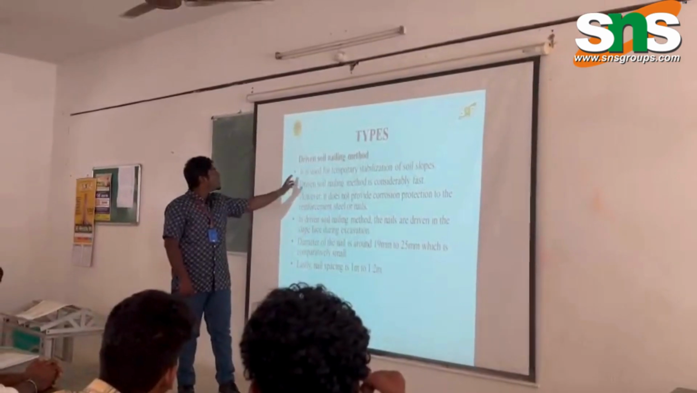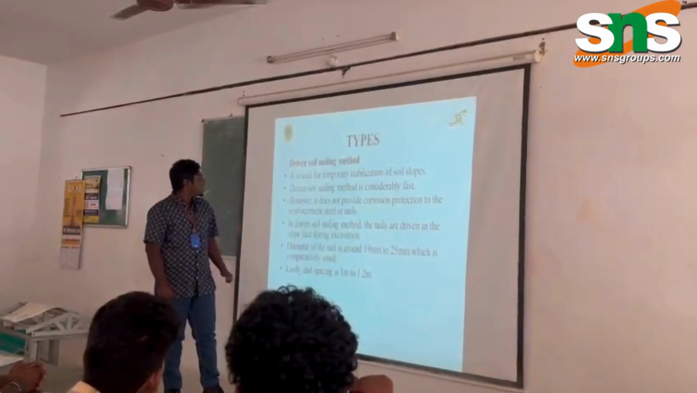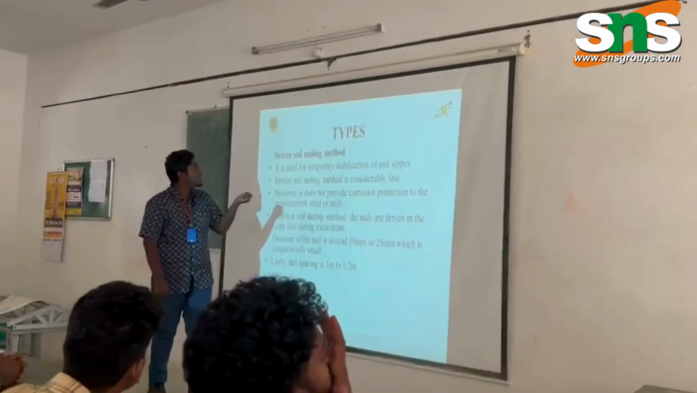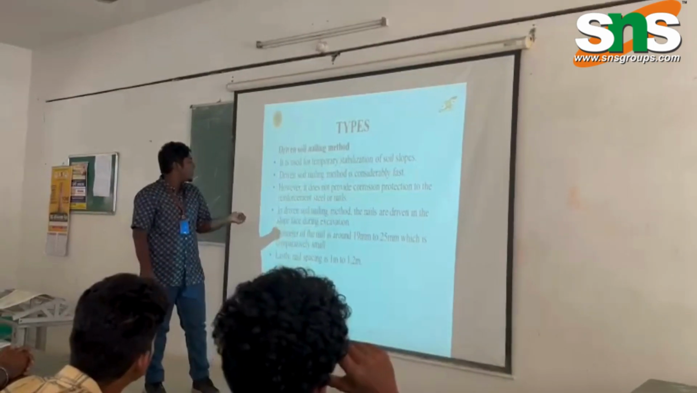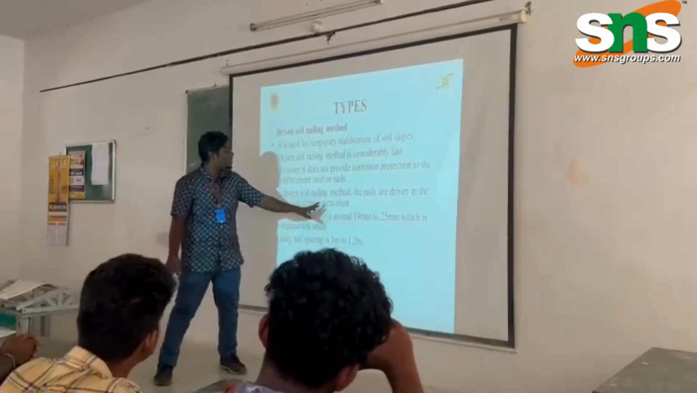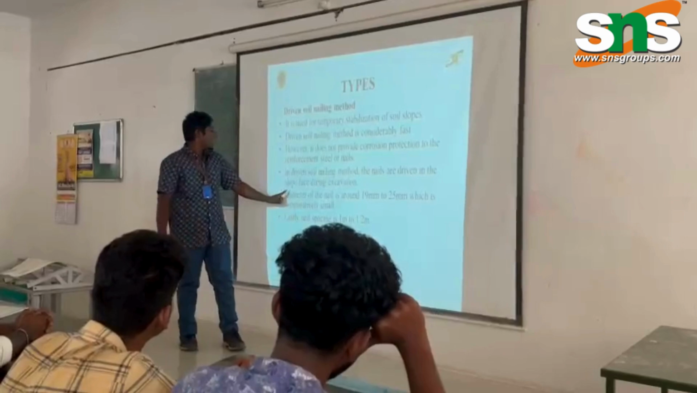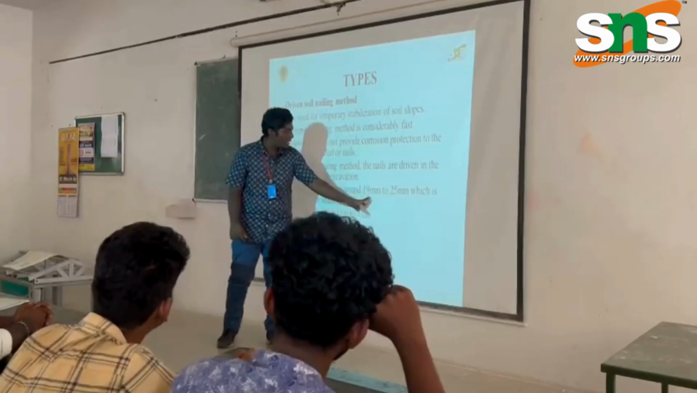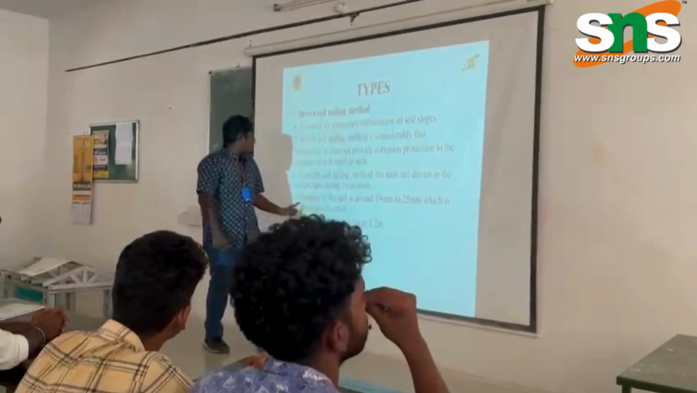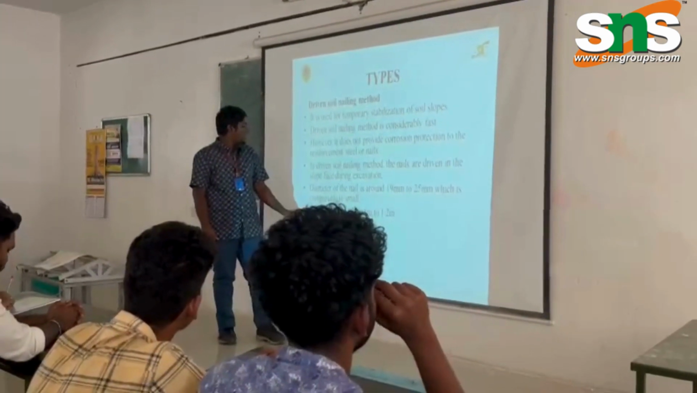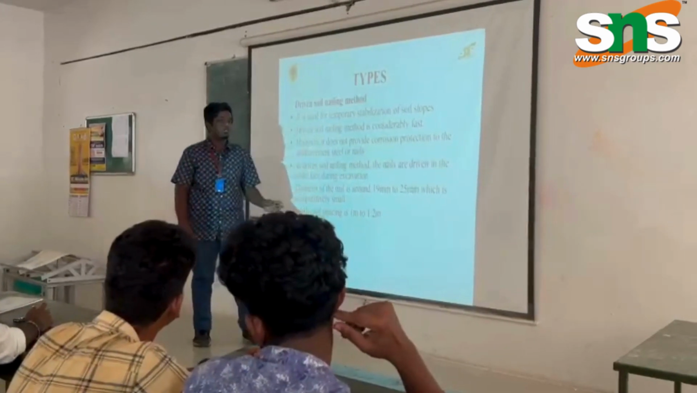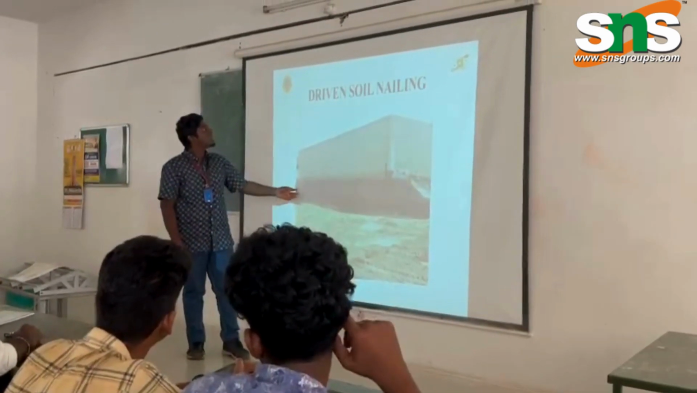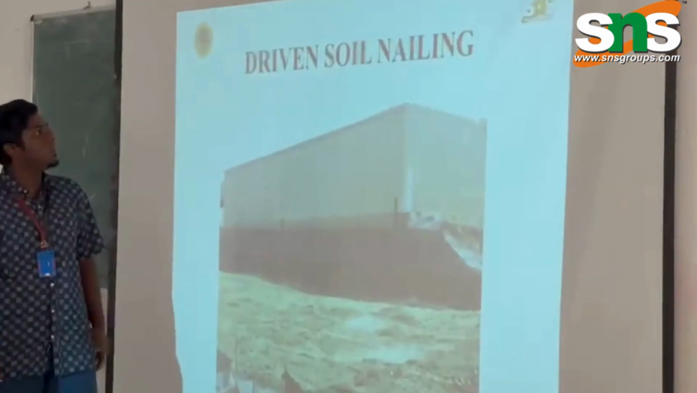Our next topic is driven soil nailing method. This is also a temporary stabilized soil slope. In the driven soil nailing method, nails are driven into slope faces in excavation. This is mainly used in excavation, and its diameter is around 19 mm to 25 mm, which is comparatively small. Lastly, these nails are spaced at 1 meter to 2 meter spacing. This is a driven soil nailing picture.